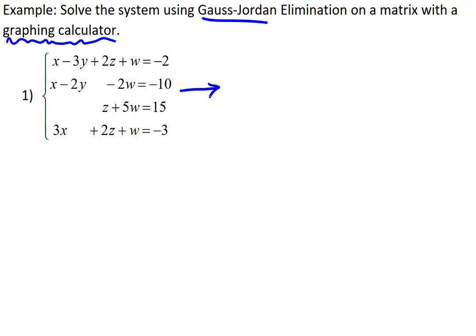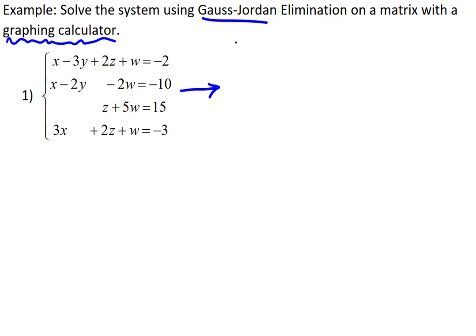And so our first system here is a system of four equations. I'll read through them quickly. The first equation is x minus 3y plus 2z plus w equals negative 2. The second is x minus 2y minus 2w equals negative 10. The third is z plus 5w equals 15. And the fourth is 3x plus 2z plus w equals negative 3.